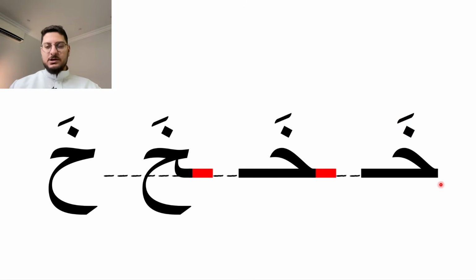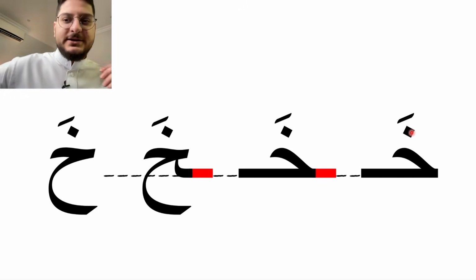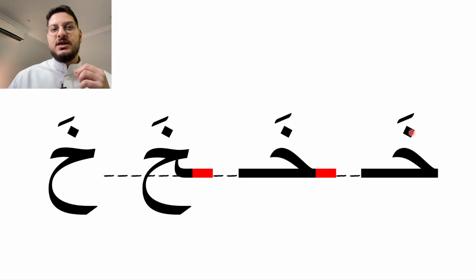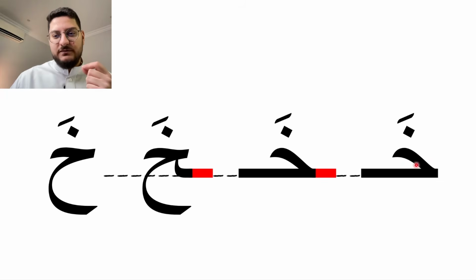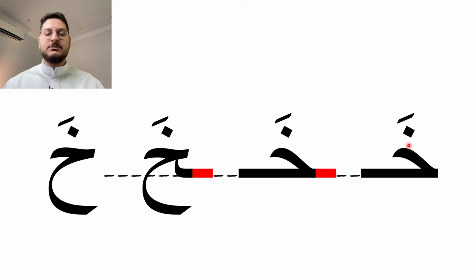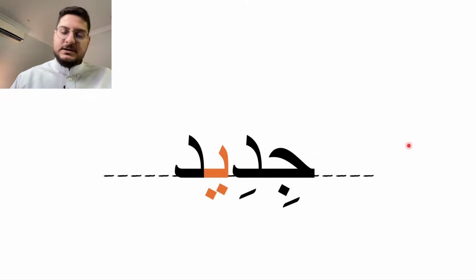What helps my students sometimes remember this letter is thinking of it as Khalid. The name Khalid in Arabic, by the way, starts with Kha, with this letter. So maybe think of this dot as Khalid surfing on top of this wave. So this is Khalid surfing on top of the wave. Kha. Let's read some words.